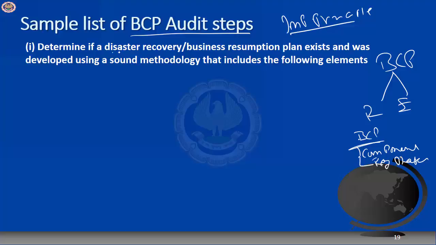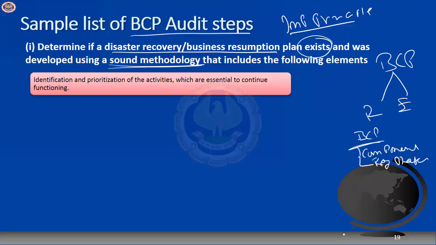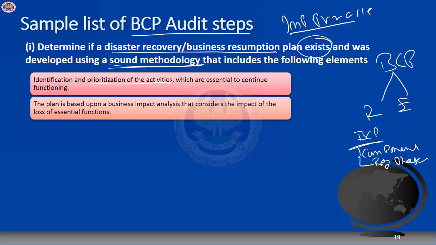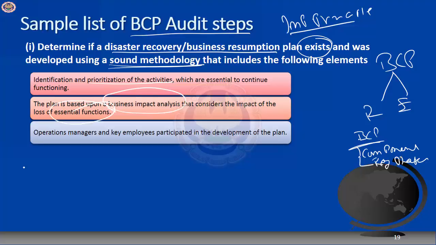For example, let's start from the beginning. You look at the disaster recovery business resolution plan to check whether the plan actually exists, or whether these are just pieces of documentation, and whether they followed a structured methodology adopting the best practices as required. What are the elements of this? In the case of a business plan, you need to identify and prioritize the activities which are essential to continue the key business operations. The plan also has to cover the most important aspect, which is the business impact analysis. And this business impact analysis has to cover all the essential or critical functions.